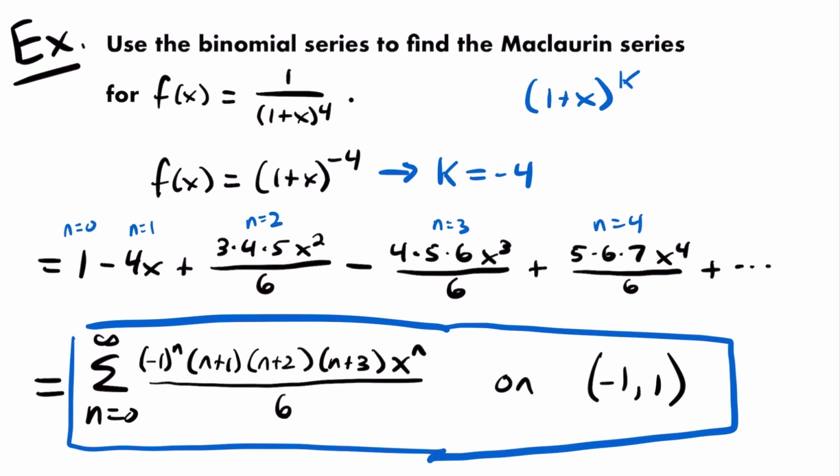That is the interval of convergence. Okay, and so this is the Maclaurin series that represents our function that we were able to find by using the binomial series. Okay, and so let's take a look at one more example for this video.